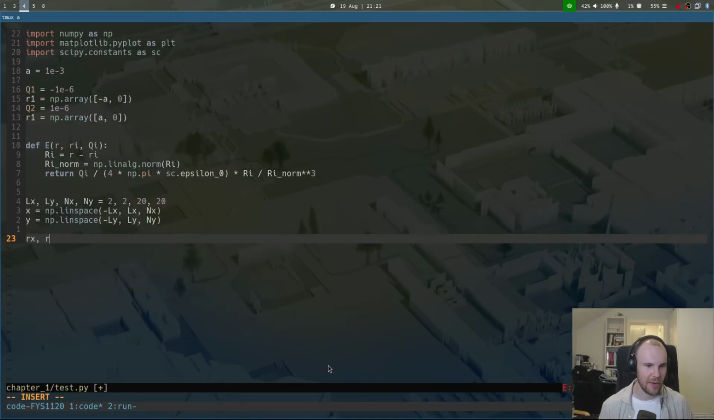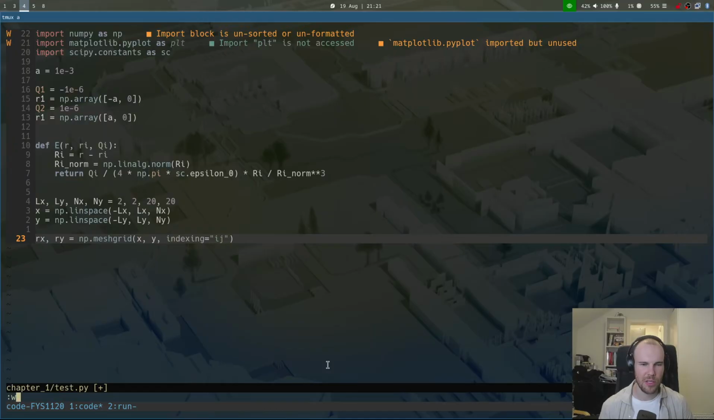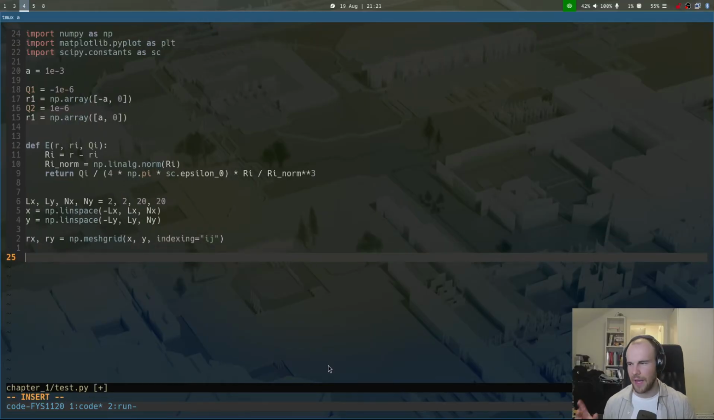Okay, then Rx, Ry is of course just np.meshgrid of x, comma y. We need that indexing, of course. Awesome. Now we have the indexing.